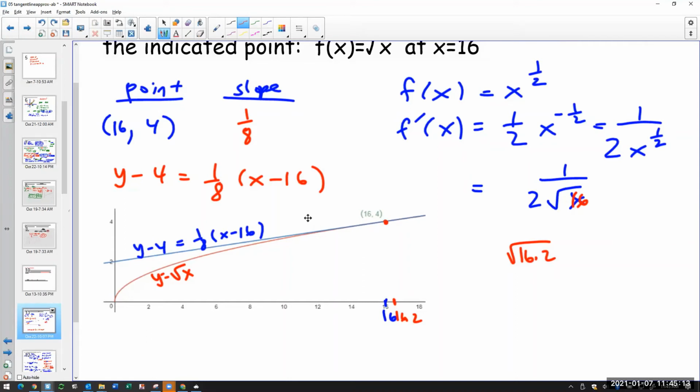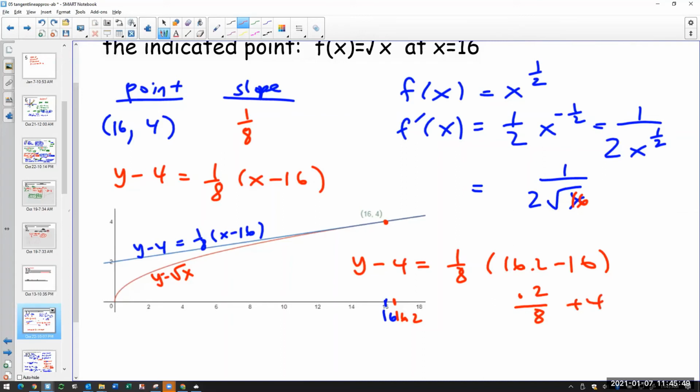But who in the world can do that without a calculator? Not me. So what you could do is stick it into this blue equation instead. Now you don't put in square root of 16.2. You only put in 16.2. Does that make sense? Because that's your value for your x. You put it in right here. So that's going to be y minus 4 is equal to 1/8 times (16.2 minus 16). What is 16.2 minus 16? 0.2. So that's 0.2 over 8. You add 4 to both sides. That's going to be your y.